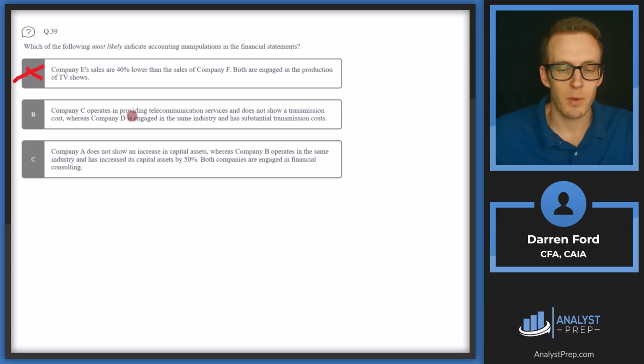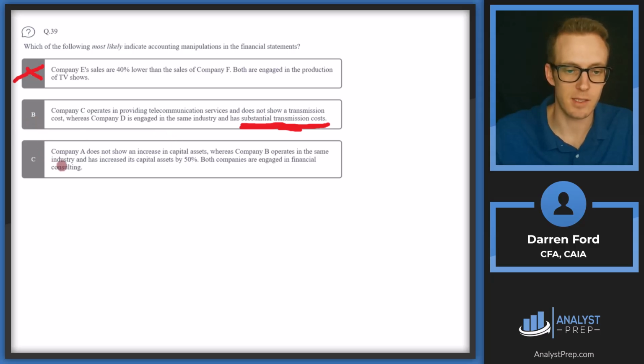B. Company C operates in providing telecom services and does not show a transmission cost, whereas Company D is engaged in the same industry and has substantial transmission costs. So there could be some manipulation here without knowing anything extra. We might not know how important transmission costs are to telecom, but one company having none, whereas another company having substantial, may indicate some manipulation there.